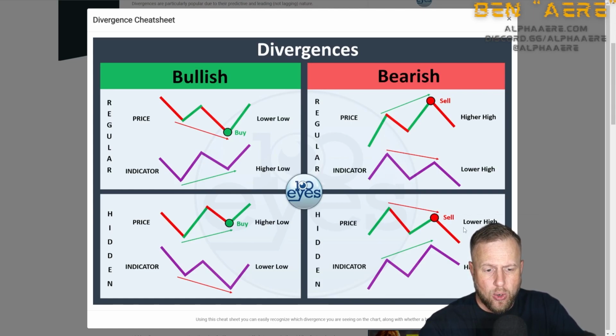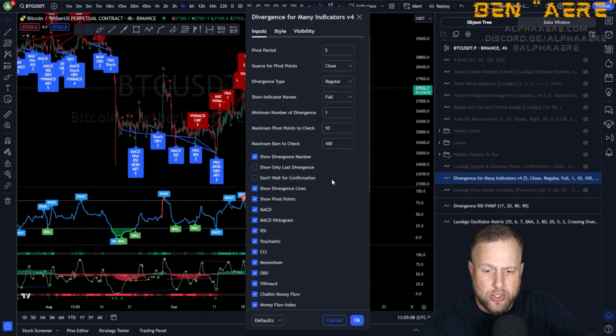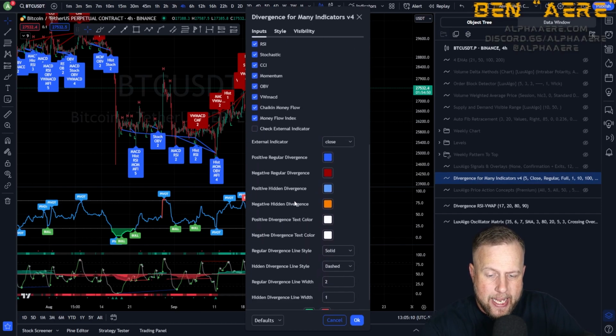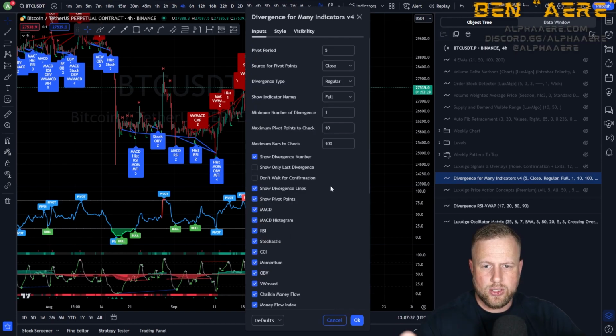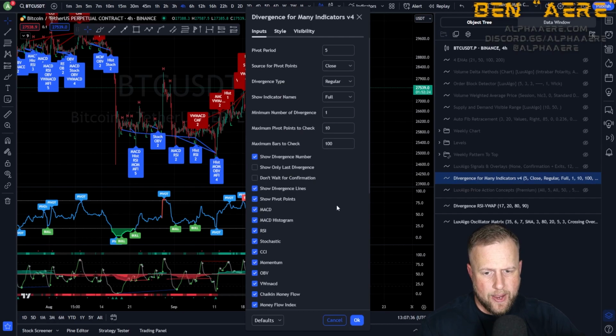When the price makes a lower high, but the indicator makes a higher high, that's a hidden divergence. Now, the nice thing about this indicator, when we pull it up here, is that it'll show you hidden and regular divergences, both positive and negative. So let's go into the indicator setup. Just double click on the indicator.